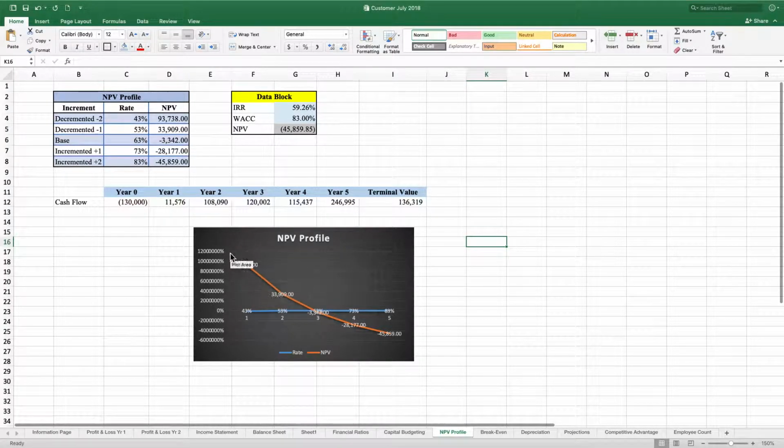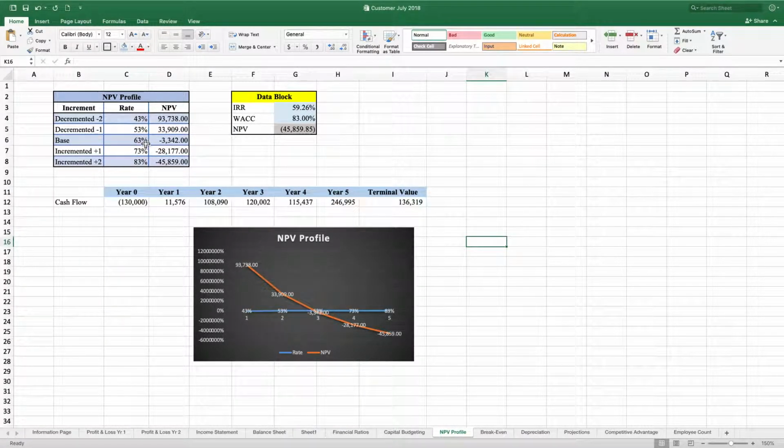Here's another example. For this example, we used an interest rate of 63%. And obviously, using an interest rate of 63%, this company has a significant amount of risk. Then I decreased the interest rate by 10% for 2 increments, and then I increased it for 2 increments at 10% again. From this graph, we can see that as the interest rates are falling, the value of the company is going higher. But as the interest rates are rising, the value of the company doesn't fall as much.